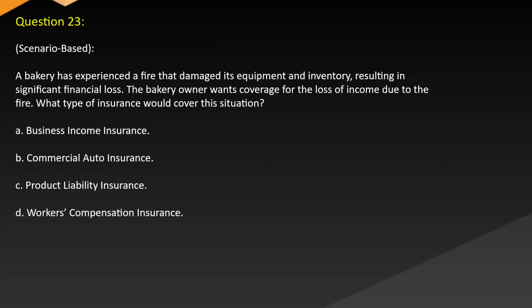Question 23, scenario-based. A bakery has experienced a fire that damaged its equipment and inventory, resulting in significant financial loss. The bakery owner wants coverage for the loss of income due to the fire. What type of insurance would cover this situation? A. Business income insurance. B. Commercial auto insurance. C. Product liability insurance. D. Workers' compensation insurance.